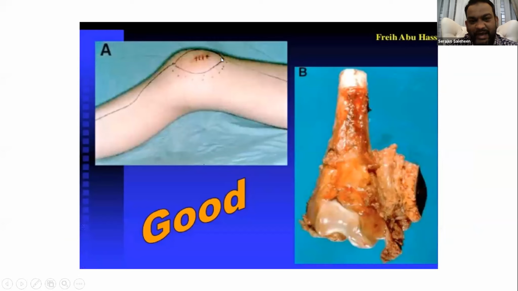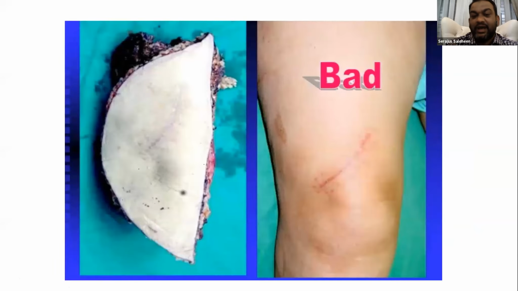Here the biopsy is done in the distal femur, anteromedial aspect, with a small incision, and the final incision planning line is made. In the final surgery, we excise the whole tumor along with the biopsy tract. So it is a good biopsy. And this is a bad biopsy scar. It is an oblique incision. Never do a biopsy with an oblique or transverse incision in the upper and lower limb, because for the final surgery, a large amount of tissue should be excised.